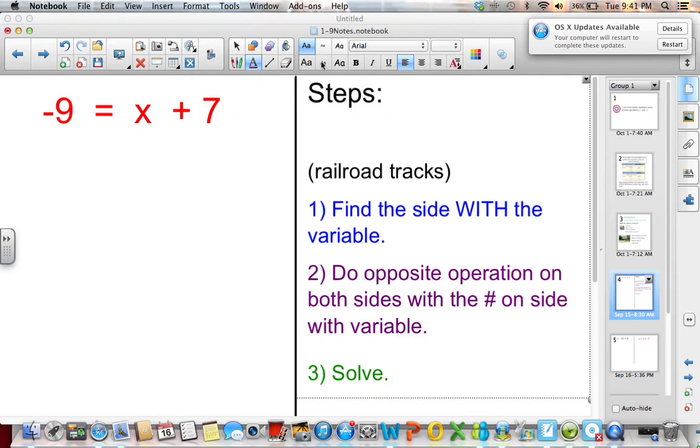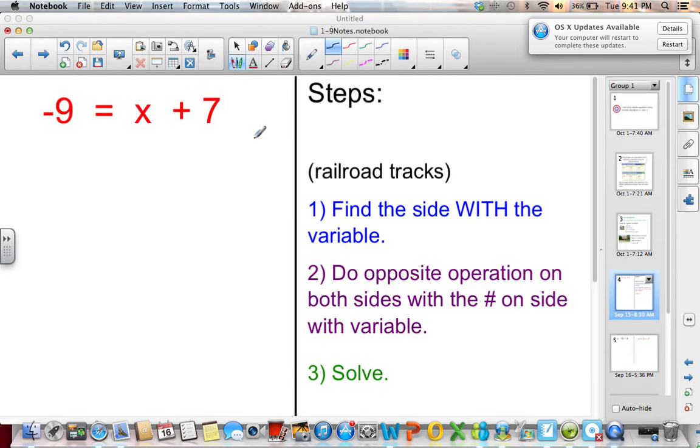So if you recall from 6th grade, all teachers taught differently, but our first thing before we even start our steps is that we want to make our railroad tracks, which are not very straight when I'm using a mouse. Okay, those separate each side from each other. So everything on this side needs to be equal to everything on this side. And if you recall from 2 previous slides, whatever we do to one side, we have to do to the other because we have to keep them balanced.